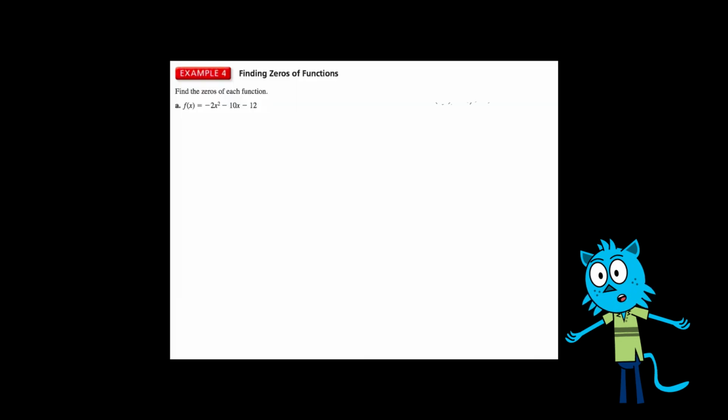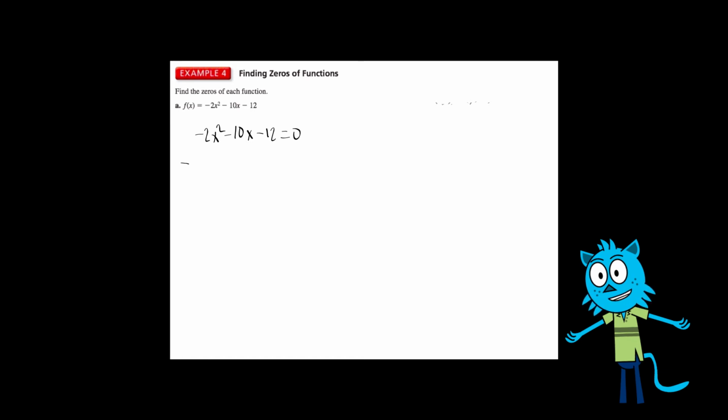Okay, now let's go ahead and move on to example number 4. Example number 4, find the zeros of each function. So this one, example 4a, we want to find the zeros. Now what we're going to have to do is set this equation equal to 0 first. Okay, so let's go ahead and set this equal to 0.